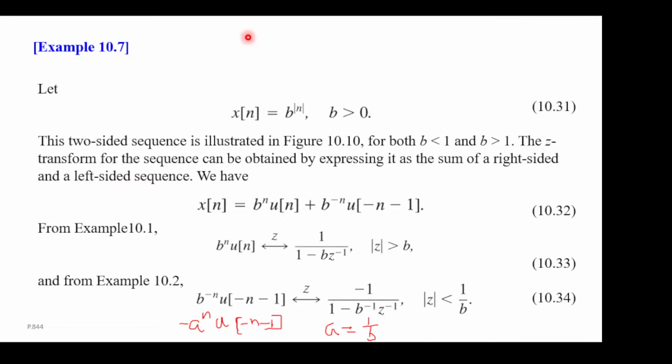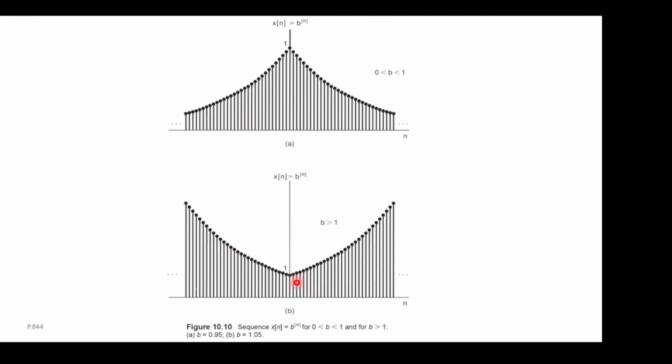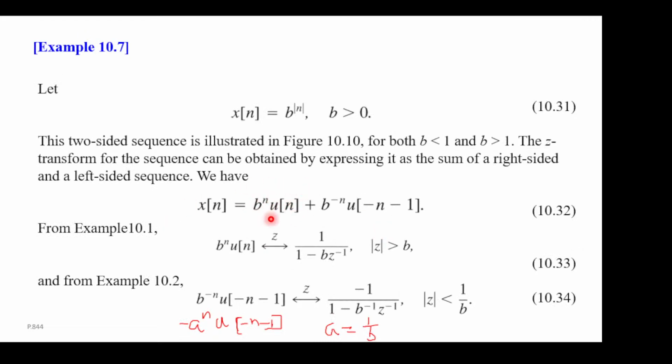As we said, we can cut this two-sided signal into a right-sided signal and a left-sided signal, and think about the ROC of each of them. The cutoff is at n equals 0, as usual, but since it's discrete time, the cut is a little weird. We cut between n equals 0 and n equals minus 1. For n greater or equal to 0, we get b to the n u[n]. For n less or equal to minus 1, it is b to the minus n u[minus n minus 1].